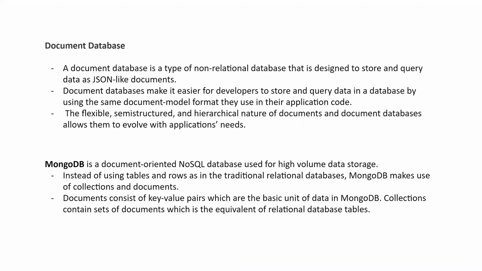So today our discussion will mostly be on document databases and one of them, MongoDB. As discussed, a document database is a type of non-relational database designed to store and query data as JSON-like documents. Let me open my notepad over here. Can you see my OneNote? Yeah, we can see.